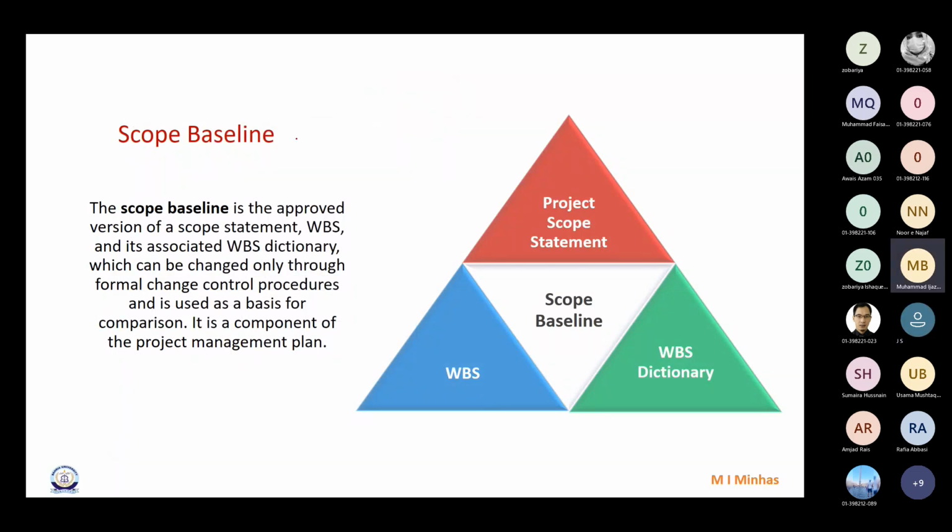So at the end of this process, you will get a scope baseline, and your scope baseline has three parts. That is the project scope statement, WBS, and the WBS dictionary. Combined together, this is called the scope baseline. Is it clear to everyone?